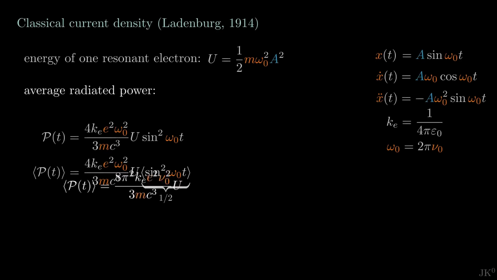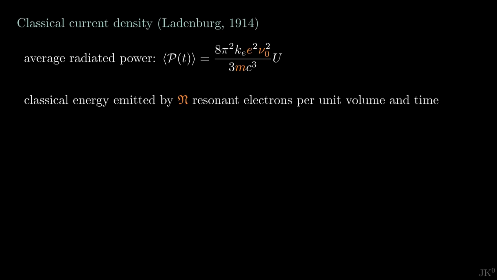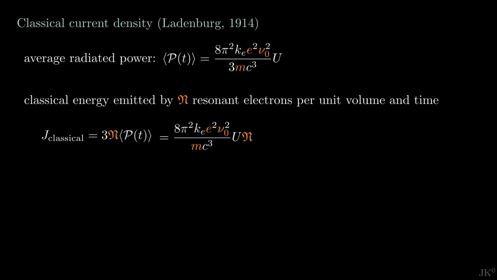And with this quantity, we can finally define the classical current density as the total energy radiated per unit volume and time, which for n electrons per unit volume is 3n times the average radiated power. The number 3 is there because each electron can vibrate in 3 dimensions. Plugging our last result, we get this expression.